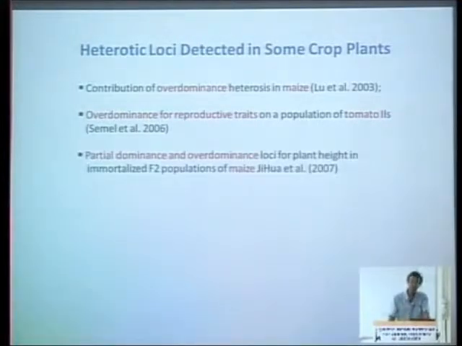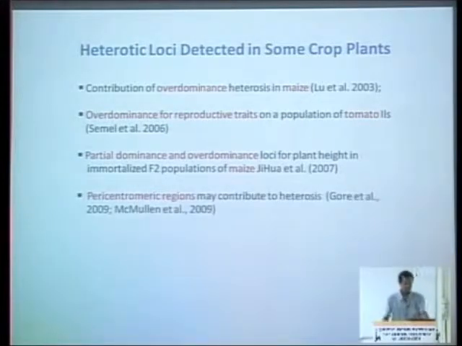Again, another study on a maize immortalized F2 population. They correlated heterosis with partial dominance and overdominance for plant height in maize. This is Jihua et al. in 2007. Again, another study, from a recent finding by Gore et al. and McMullen et al. From their investigation, they say that pericentromeric regions may contribute to heterosis. This region is known for a low recombination rate in the maize genome. They show that the maize genome contains many pericentromeric regions. This region has residual heterozygosity, and because of this, they propose that it may contribute to heterosis as well.